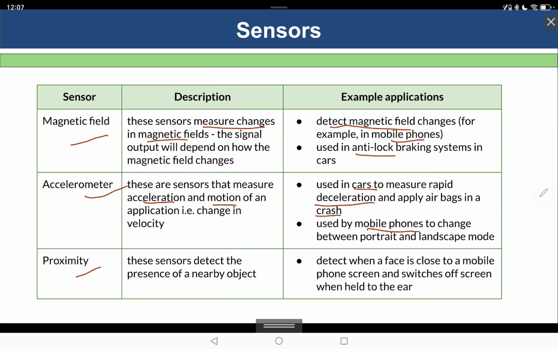Then there is proximity sensor. So proximity sensors are used to detect the presence of nearby objects, and they are used in applications to detect when a face is close to a mobile screen, and it switches off the screen when held to the ear.